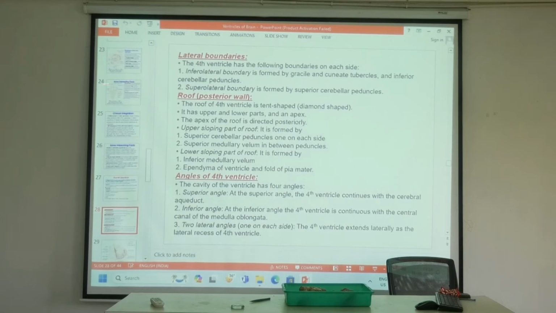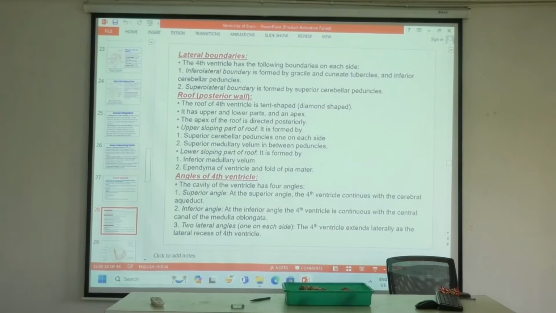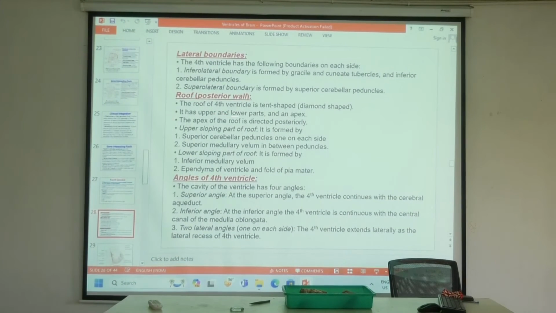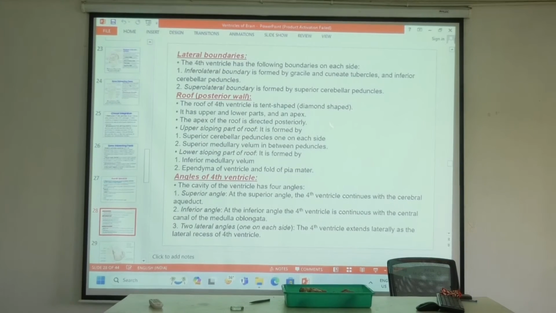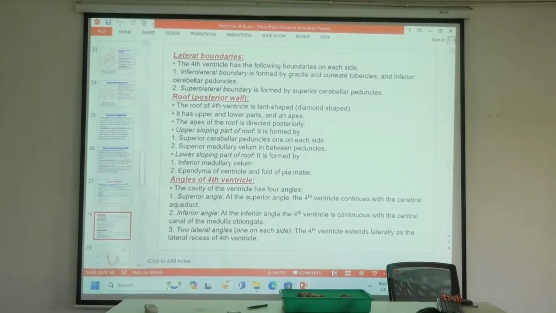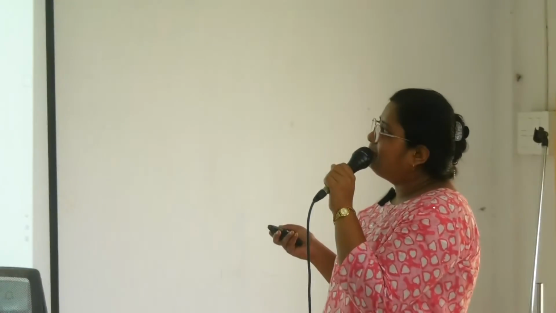Now the roof and posterior wall. Roof of the fourth ventricle is tent-shaped, that is diamond-shaped. It has upper and lower parts and an apex. Apex of the roof is directed posteriorly. It is tent-shaped, we have learned, so apex is directed posteriorly, and it is entering into the cerebellum.